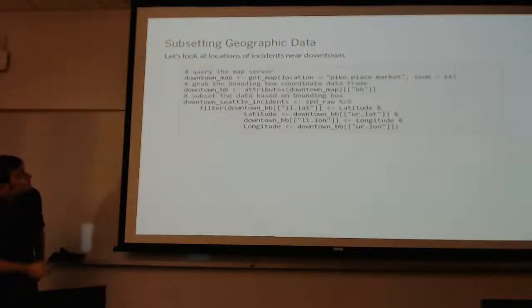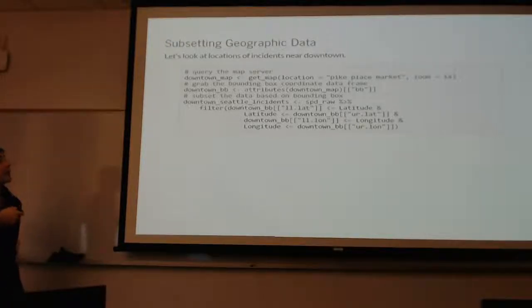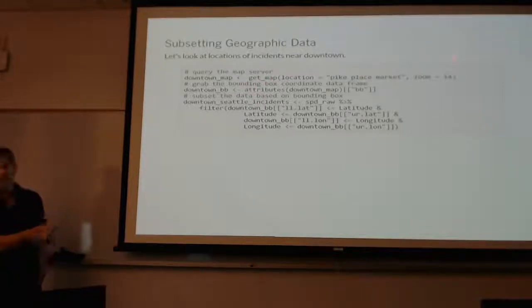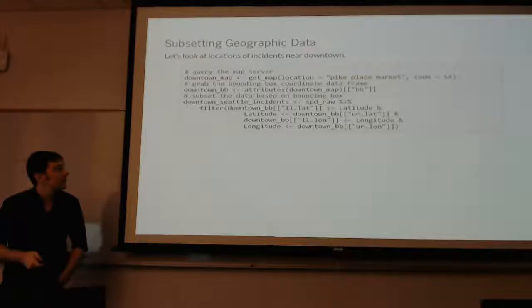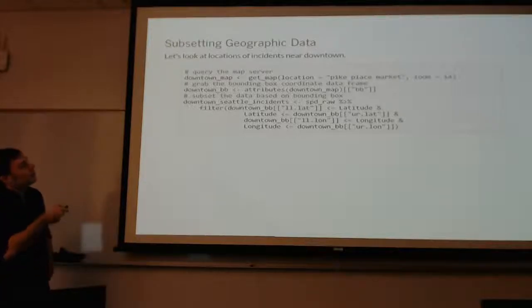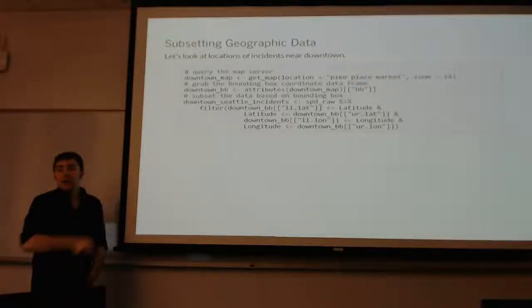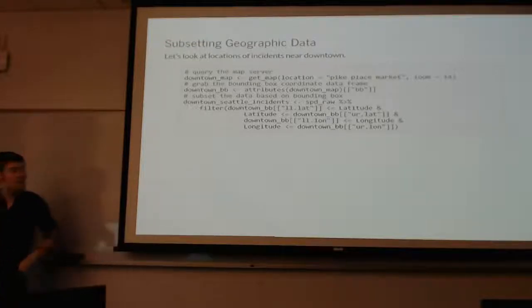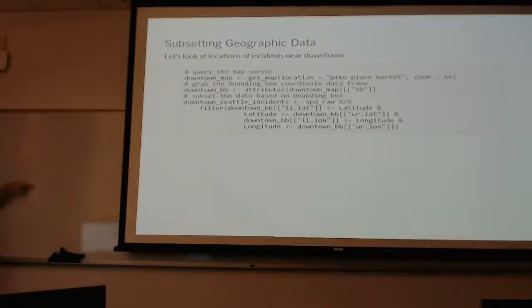So the first thing I do here is get my map for downtown, which is just Pike Place Market, zoom 14, the same map I did just a minute ago. Then I'm going to grab what's called the bounding box coordinates of the data frame. Stored in the attributes of the downtown map is this bb object. This is the bounding box. The bounding box is the outer boundaries of the map.